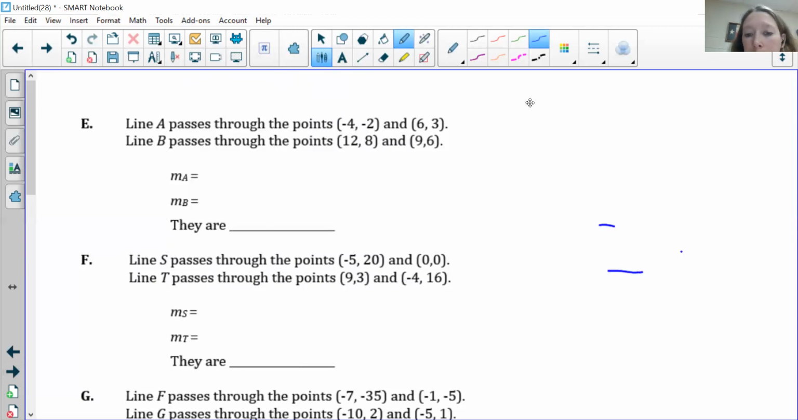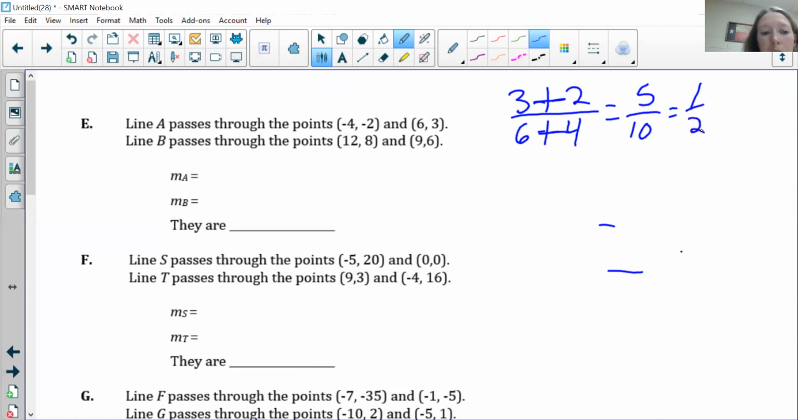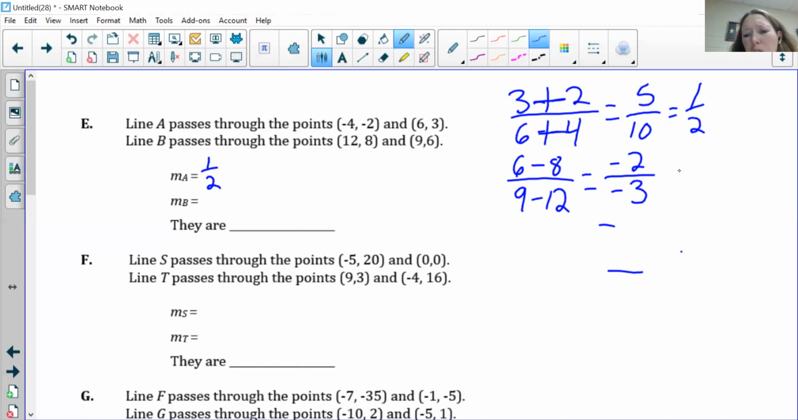The slope of line A is going to be y2 minus y1 over x2 minus x1. Minus minus makes it plus. 3 plus 2 is 5, over 6 plus 4 is 10. So this is 1/2. So the slope of A is 1/2. Then to find line B, y2 minus y1 over x2 minus x1. 6 minus 8 is negative 2. 9 minus 12 is negative 3. So I have negative 2 over negative 3. So this is a positive 2/3.